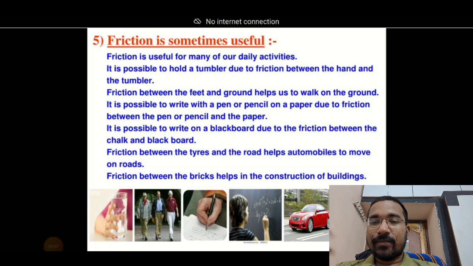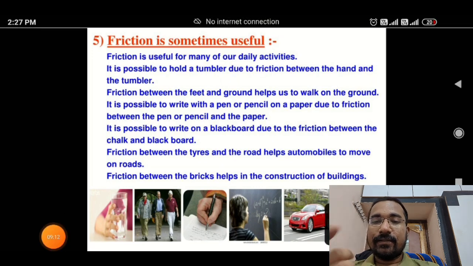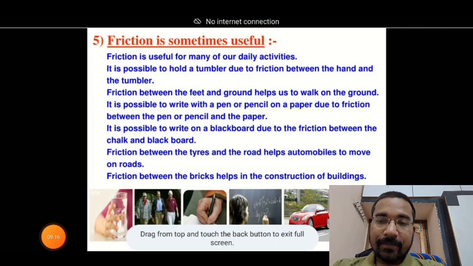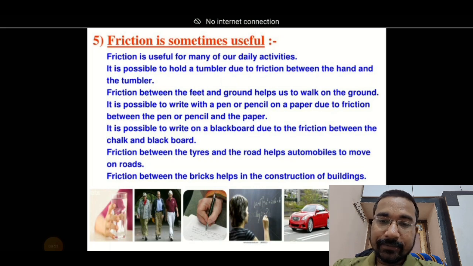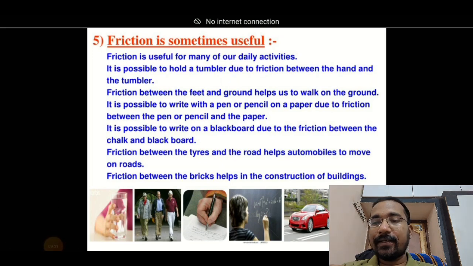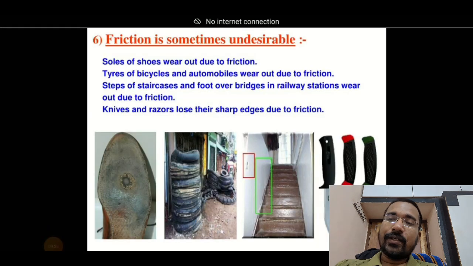Okay, friction is sometimes useful. Give me some examples. Here it is walking, placing a glass, holding a glass. Okay, the glass is held. And here this is walking, writing with a pen, and many more examples.